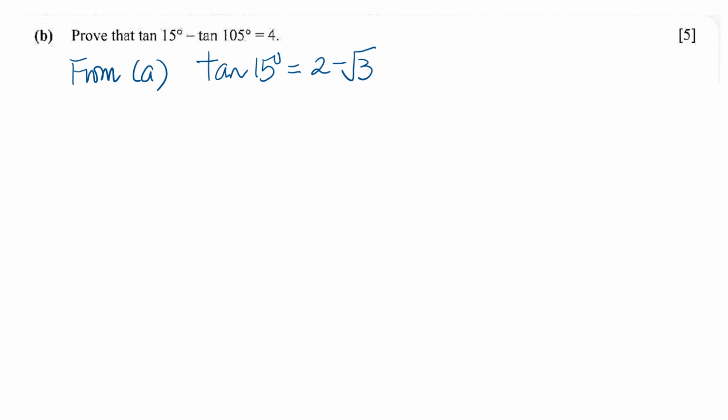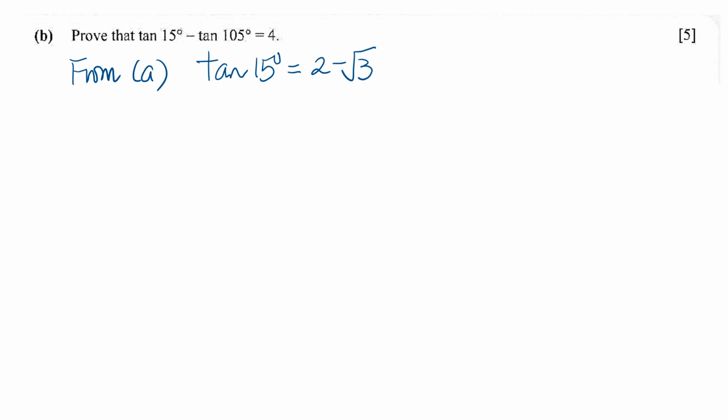Right, so for the second part, we are asked to prove that tangent 15 degrees minus tangent 105 degrees equals 4. So tangent 15 degrees was found earlier on to be 2 minus square root 3. Now remember that even if you cannot do part A, it does not mean that you cannot use the answer for part A to help you get the answer for part B. So in this case, you don't actually throw away the whole question.